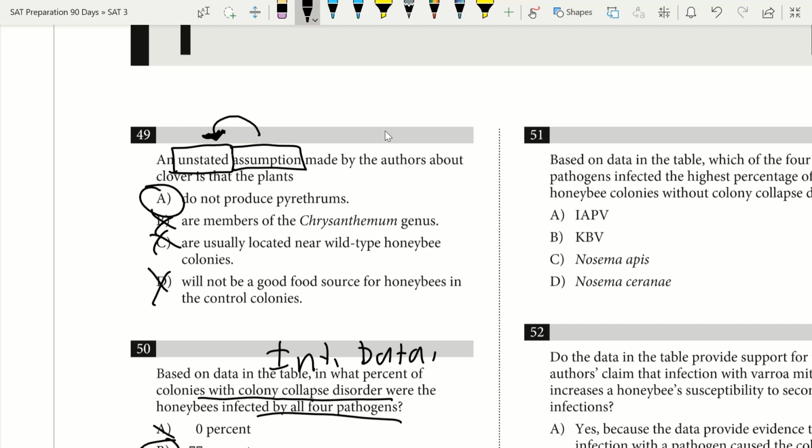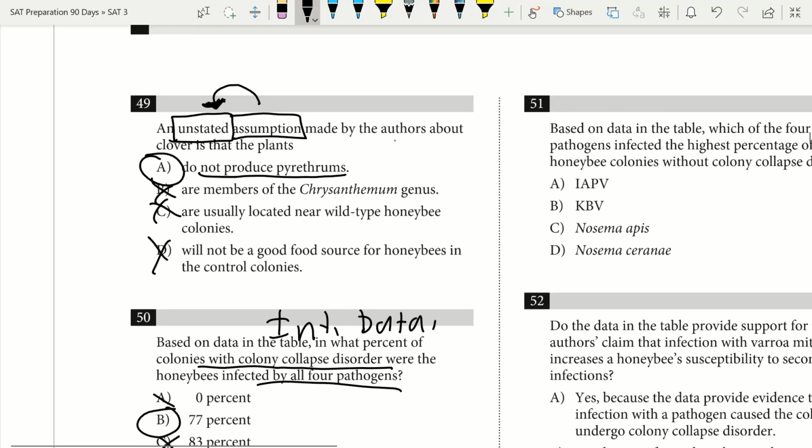Okay, so based on those little details contained in the text, what's this unstated assumption? Well, based on them saying that they're going to use the clover as control, that unstated assumption has to be that they don't produce pyrethrum.